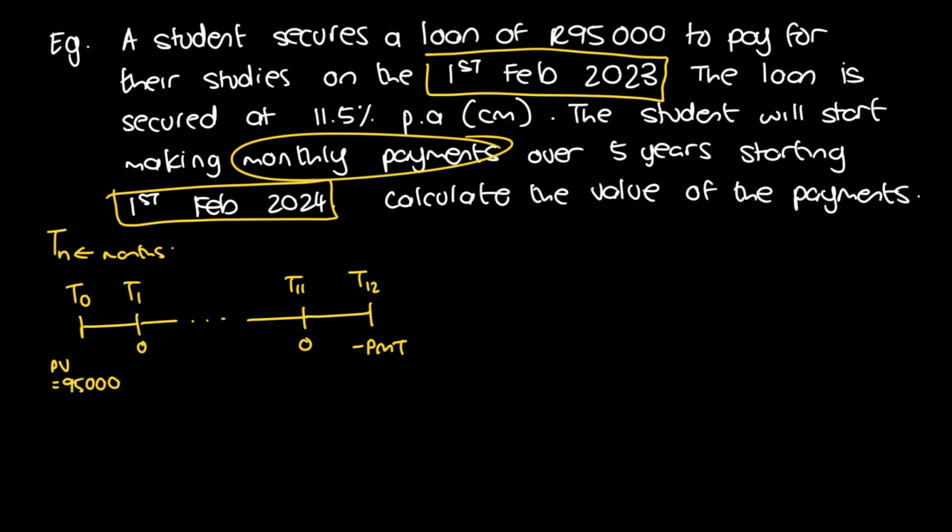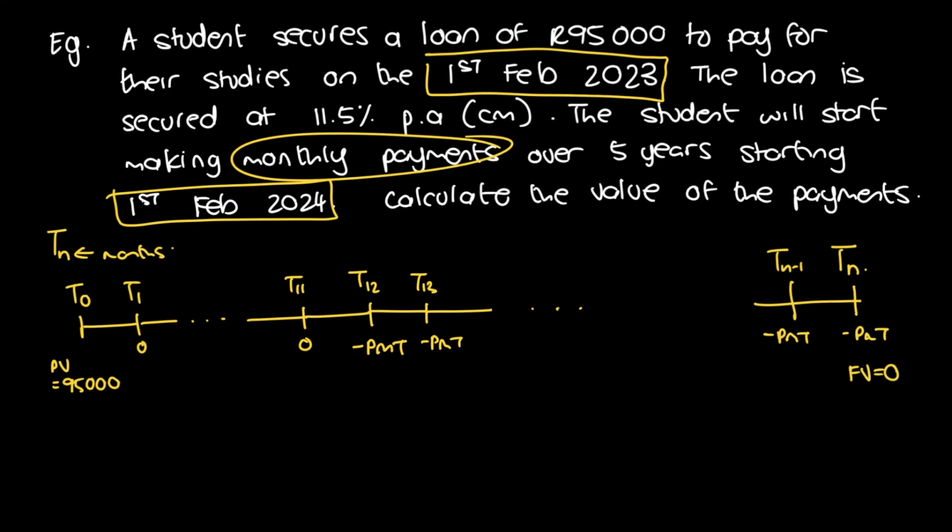Then from T12 onwards, every month, there is a payment. So we're just going to put the ellipsis there to show that it's going to continue until TN. But I'm just going to also do one time period before that to show you that there's payments being made there and payments being made there, and then the future value is equal to 0. So once again, your timeline corresponds with the time periods used in your payments.